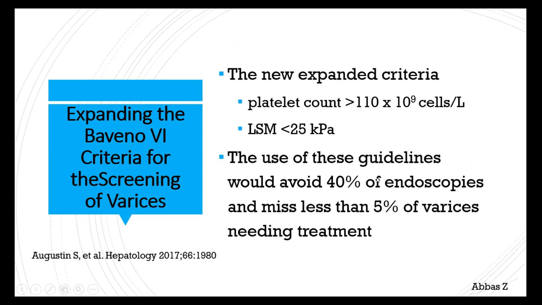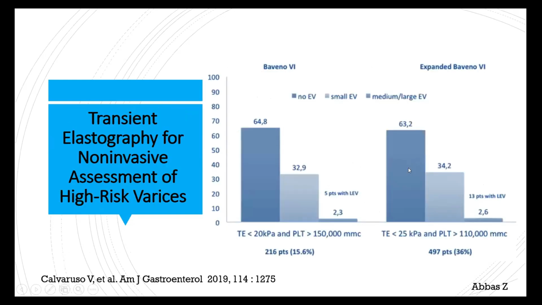So by these guidelines, we can avoid 40% of the endoscopies and miss less than 5% of the large varices that require treatment. And this is the study which is comparing the Baveno 6 and expanded Baveno 6 criteria. As you can see, in both of these criteria, there is a very small chance that we'll be missing large varices if we follow them. This would be 2.3% in Baveno 6 and 2.6% in the expanded Baveno 6 criterion.